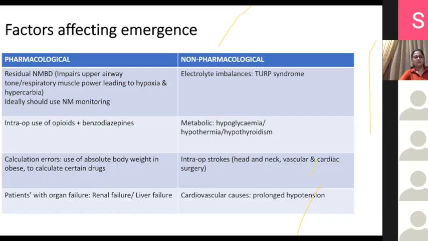And patients with organ failure, which can be liver, which can be kidney, which can be pharmacological causes, any metabolic and electrolyte disturbance. Or it can be things like intraoperative strokes a patient gets, especially if they have a background of long-term diabetes, hypertension, past history of peripheral vascular disease, or certain surgeries like head and neck, vascular, and cardiac surgeries, and also any other cardiac cause like prolonged hypotension. So any of these factors, there could be many more, can actually cause a delay in emergence.